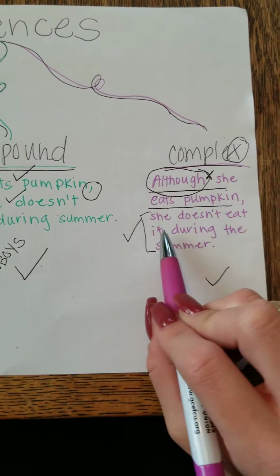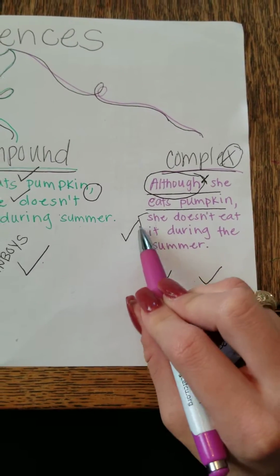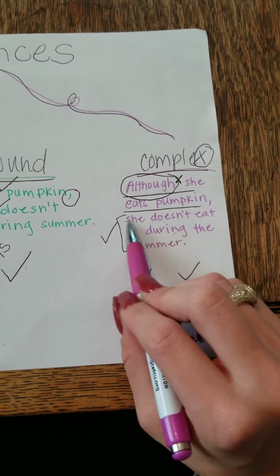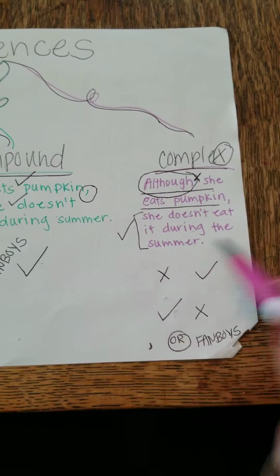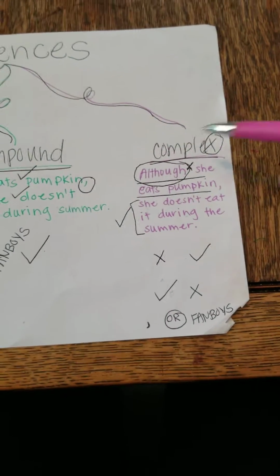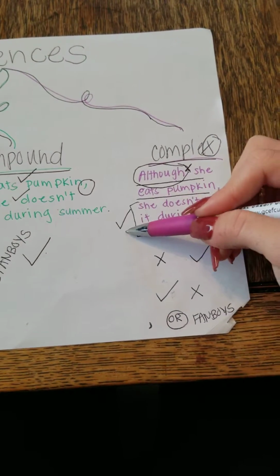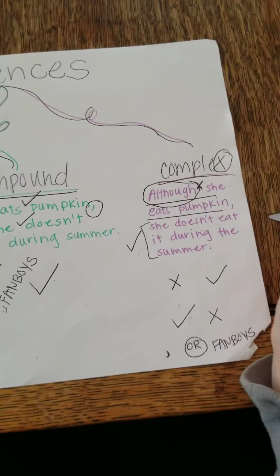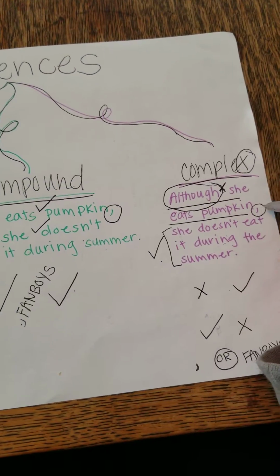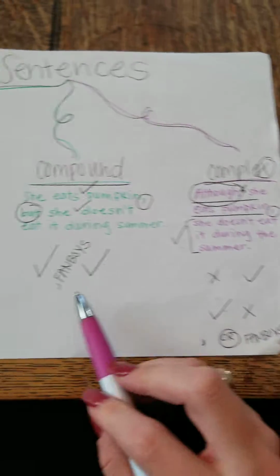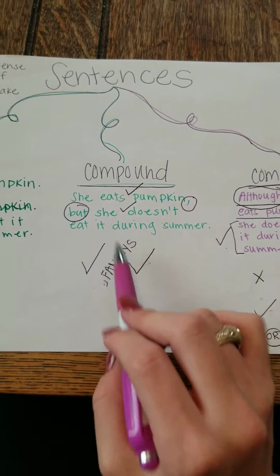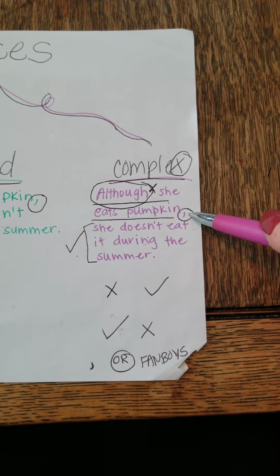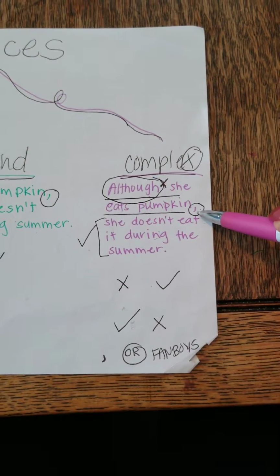She doesn't eat it during the summer. That is a check. I put my check right here because that sentence can survive on its own. She doesn't eat it during the summer. Okay, so I have an X combined with a check. And I glued an X and a check together with just good glue, just this comma. Okay, I did not use a comma and a fanboy because that's for compound sentences. I just used a comma here.